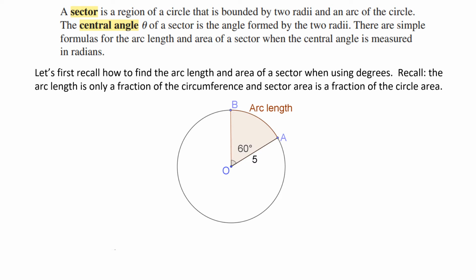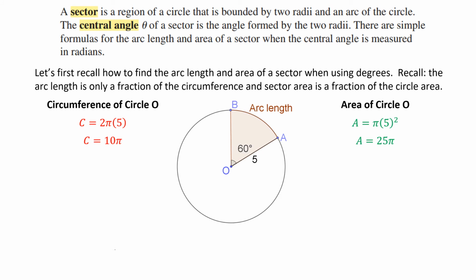And remember, the key word here is fraction. The arc length is just a fraction of the circumference, and the area of the sector is just a fraction of the circle. So one of our formulas, circumference, is 2 pi r, or pi times the diameter. If our radius in this circle is 5, then the circumference is 2 pi times 5, so 10 pi. The area of our circle is pi r squared. If the radius is 5, then our area is 25 pi.